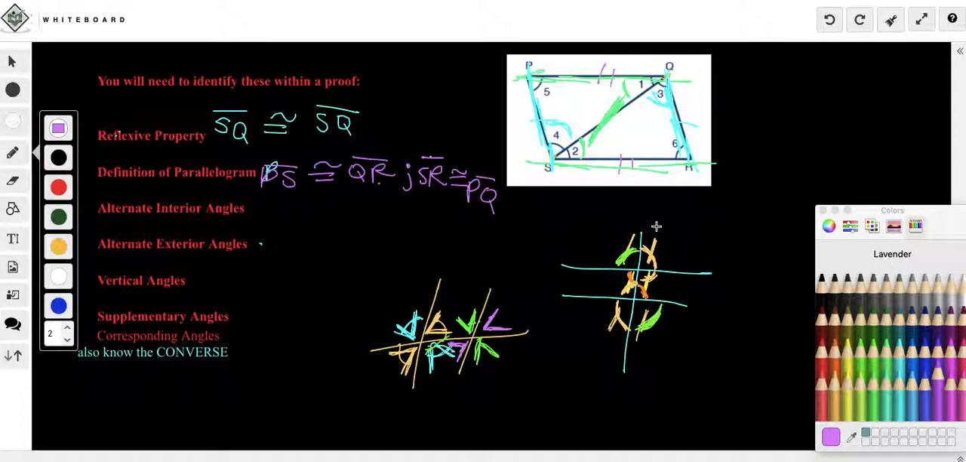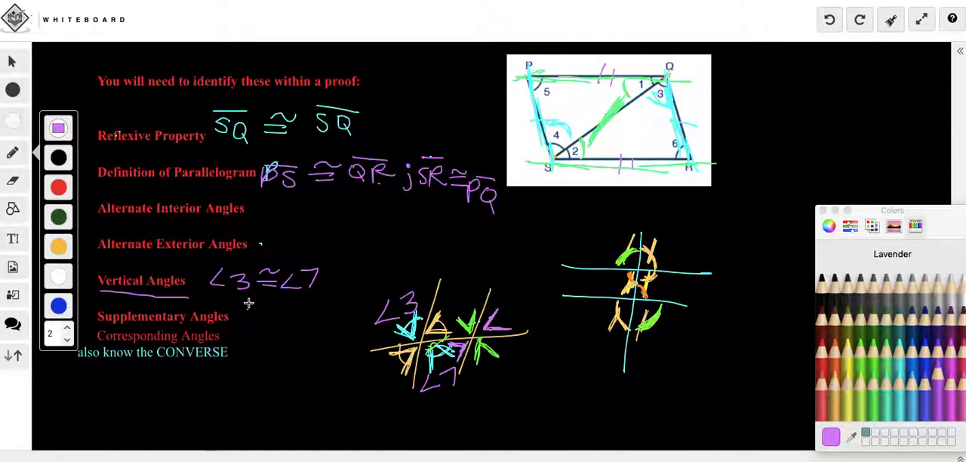So whenever it gives you an example that says like, if this was angle 3 and this was angle 7, and it says angle 3 is congruent to angle 7, and they want to know the reasoning, you would say the reasoning is that vertical angles are congruent.